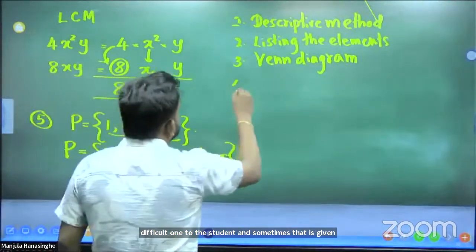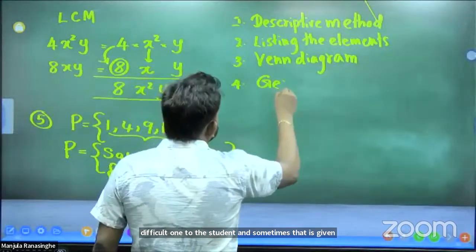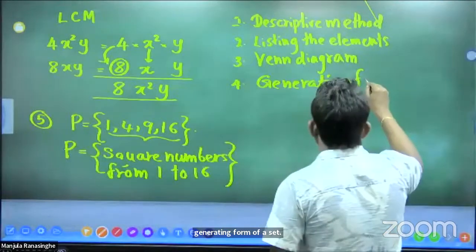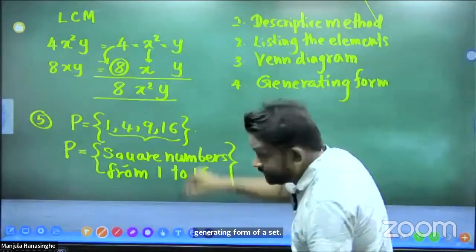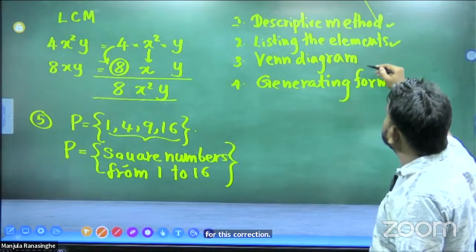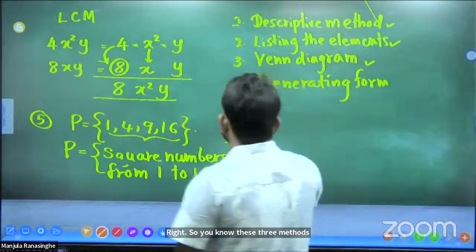That is called the generating form. Generating form of a set. So I write this generating form for this question. Right, so you know these three methods. Now this is the generating form.